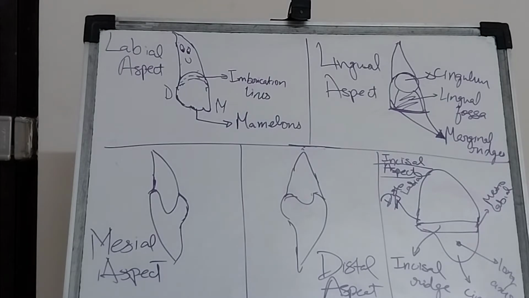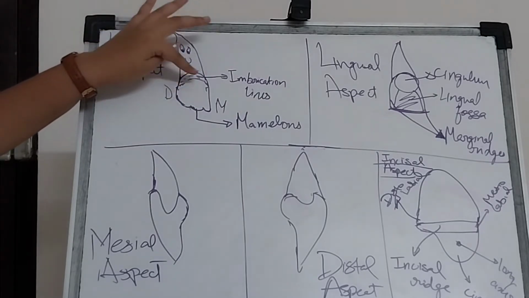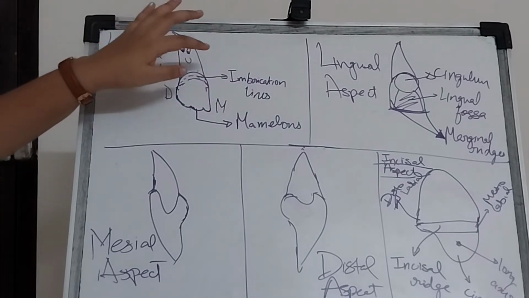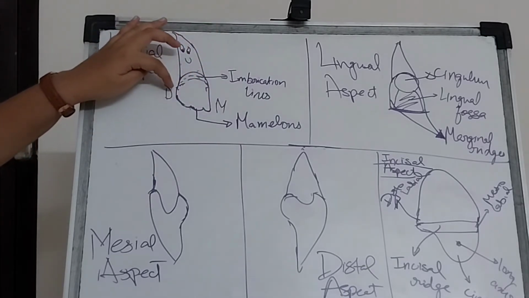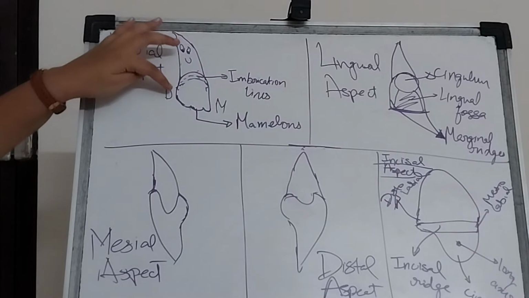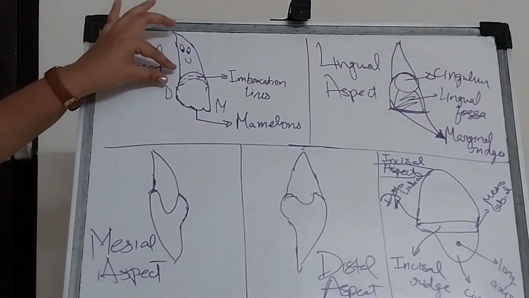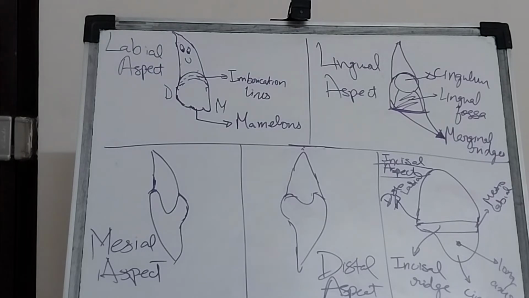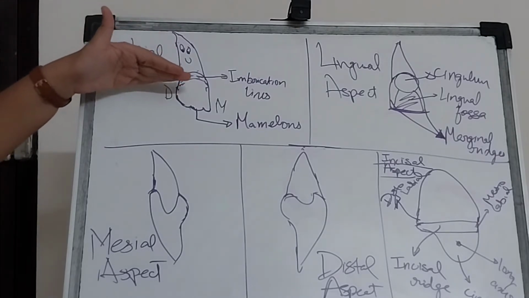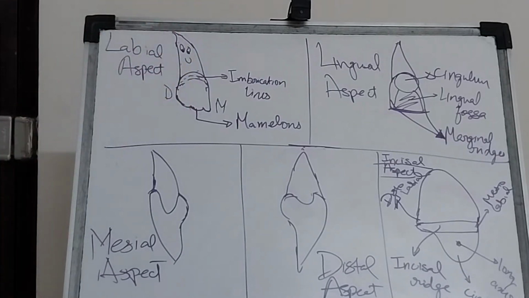Now, what are the imbrication lines? There are imbrication lines seen over here. They are slight ridges that run mesiodistally in the cervical third. What is mesiodistally? Okay, this is the cervical third. I have also explained the middle third, cervical and incisal third. I think it's clear by now.